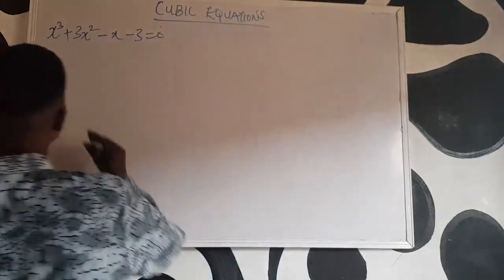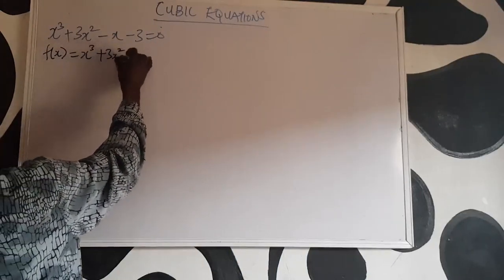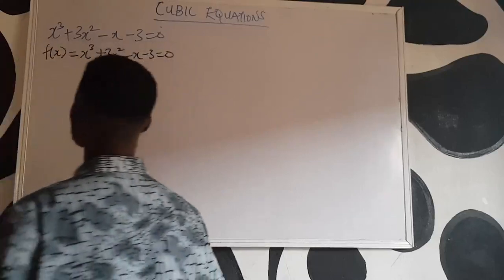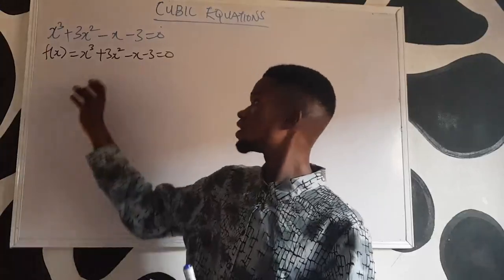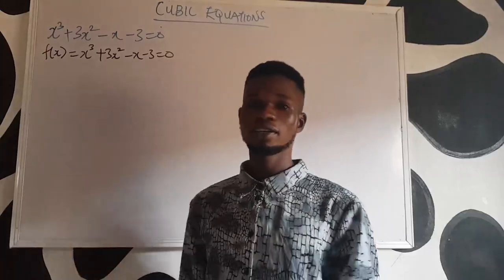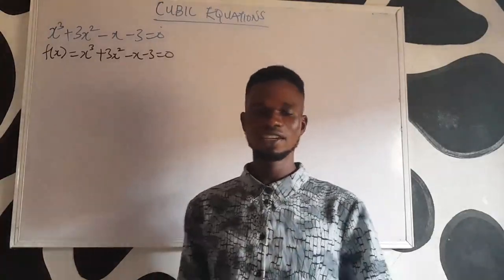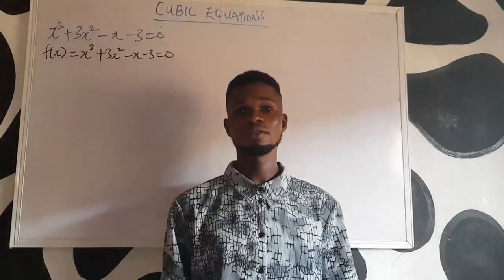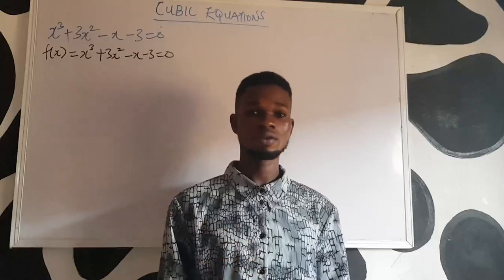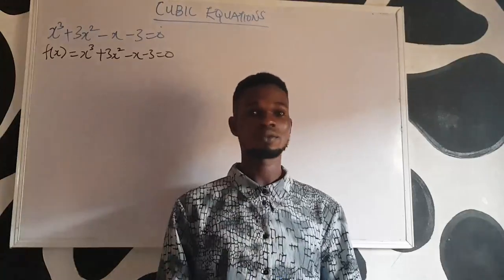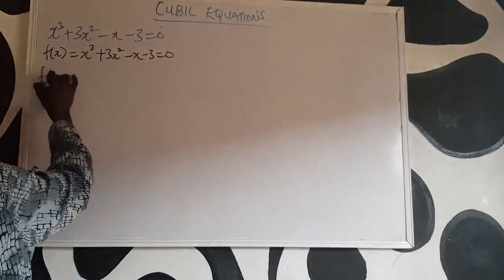So let's take f of x as x cubed plus 3x squared minus x minus 3 equal to 0. This is a cubic equation. It is not a quadratic equation, so we cannot factorize directly. So let's use the trial and error method. Let's check if f of 1 is a factor, or f of minus 1 is a factor, or f of 2 is a factor, or f of minus 2 is a factor, as the case may be. So let's test if f of 1 is a factor.